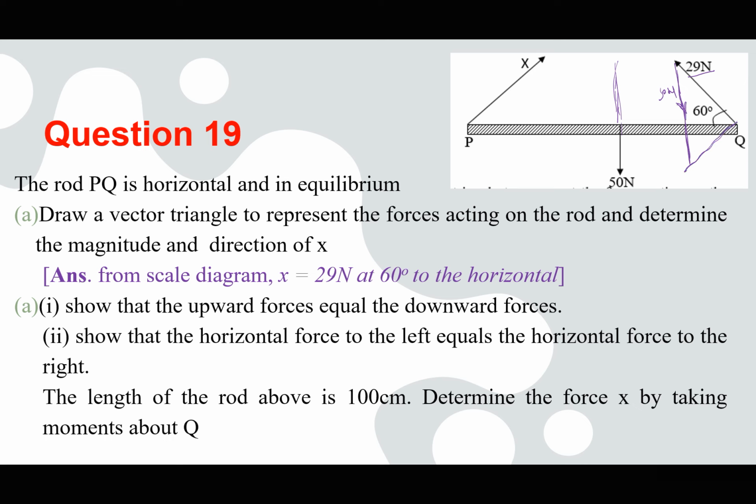Draw a vertical line for the weight of 50 newtons. Then put a force X, and then add the other one of 29 newtons. So this is 50 newtons. We can predict some of the angles, I think.